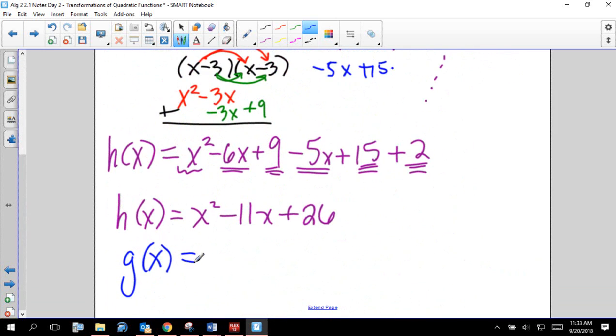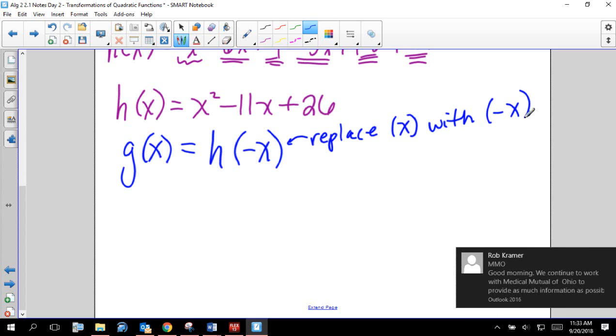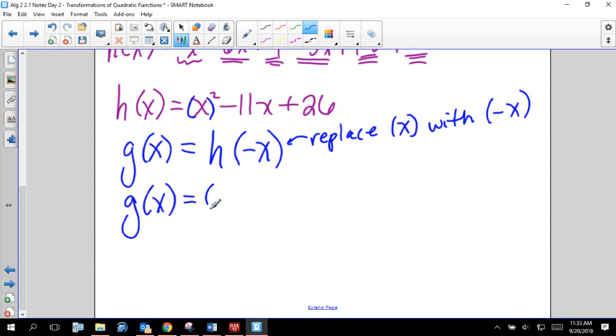So that is a horizontal. So we're going to take our h of x, but do h of negative x because it goes on the inside because it's horizontal. So what does that mean? Replace any x we see with negative x. Any x we're going to replace with negative x in our h equation. So here's my first x. So I'll do negative x squared minus 11 times negative x plus 26.